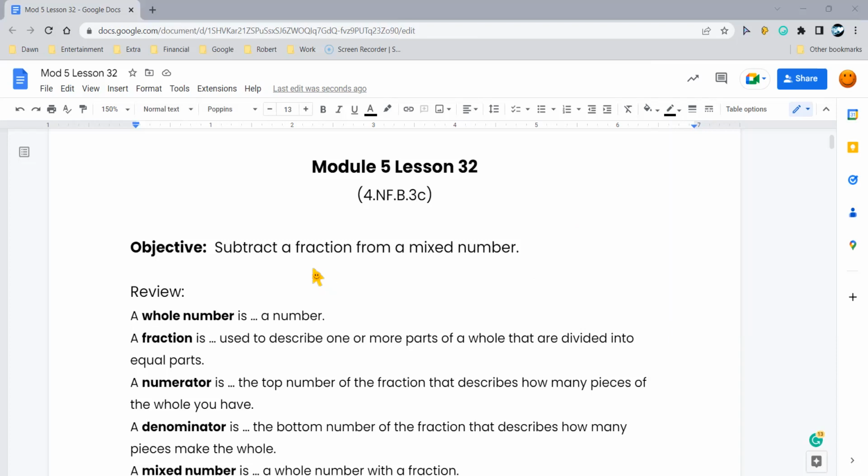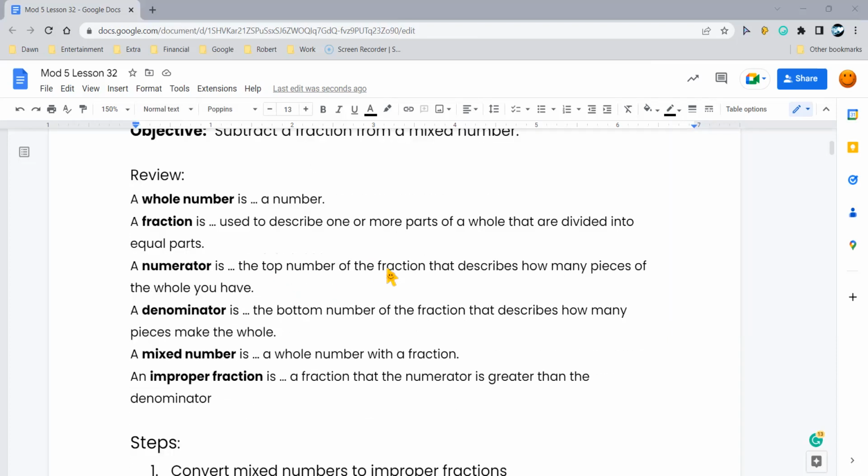We're going to subtract a fraction from a mixed number. I know the last few days we've been adding mixed numbers with fractions and mixed numbers with mixed numbers, but today we're doing the opposite. We're going to subtract a fraction from a mixed number. Let's review our vocabulary words. If you need to pause the video, go ahead. If not, let's keep going.